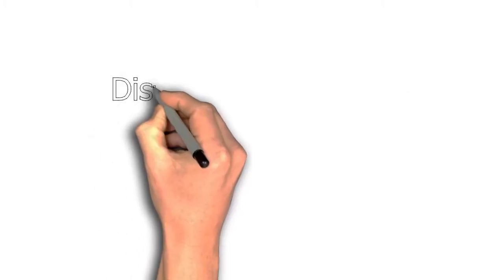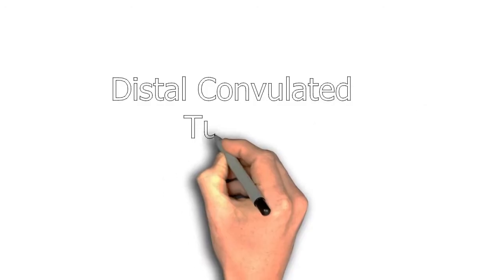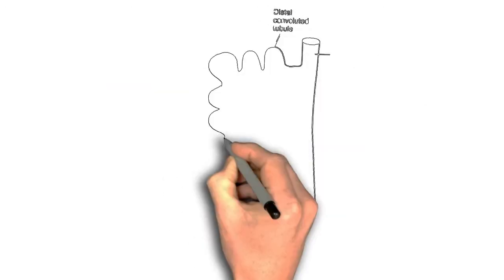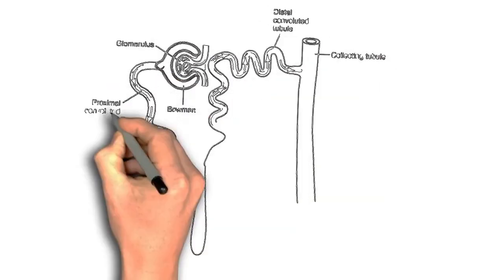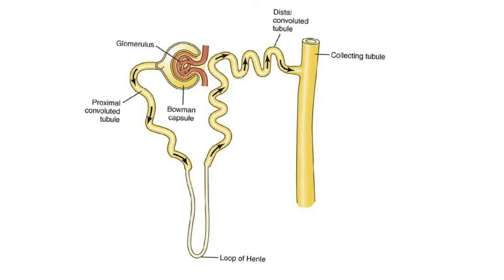The next part is the DCT, also called the distal convoluted tubule, and that is present in the cortex region. In this cortex region, the loop of Henle leads to another coiled tubular structure called the DCT or distal convoluted tubule. This is just like the proximal convoluted tubule but lies a little away from the Bowman's capsule, and so it is called distal. It opens into the final part of the nephron called the collecting duct.